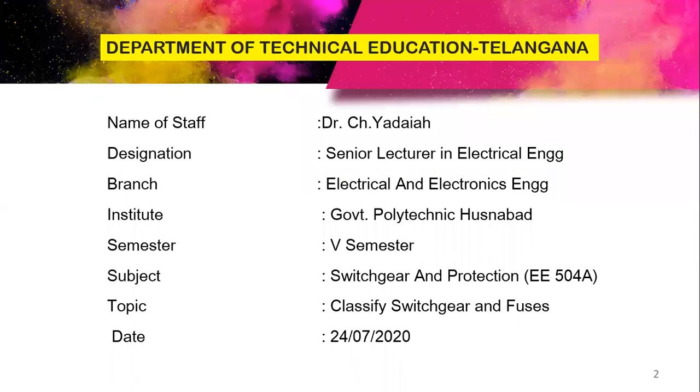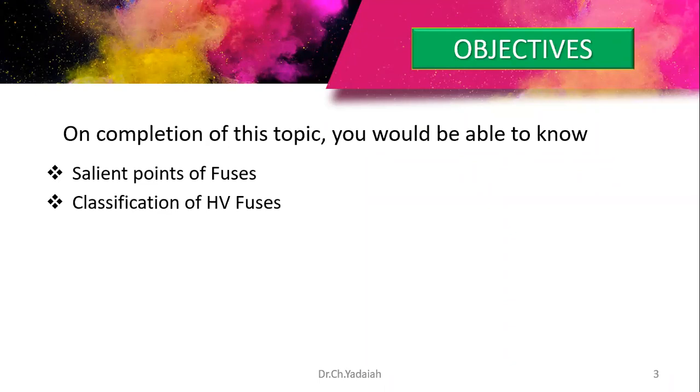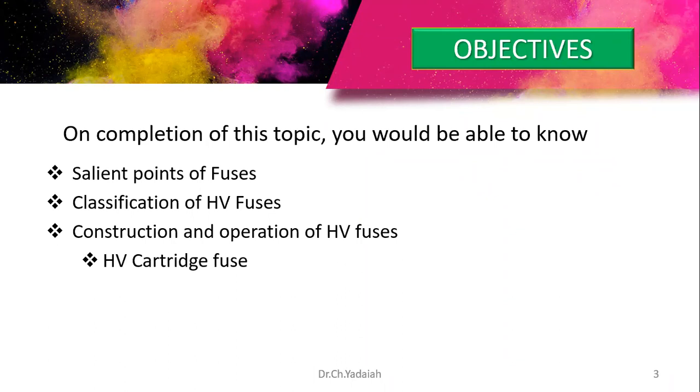So this topic is from the fifth semester, EE 504A, Switchgear and Protection subject. In that one, the classification of switchgear and fuses. On completion of this topic, you would be able to know the salient points of fuses, classification of HV fuses, construction and operation of HV fuses. The HV fuses in that one are the HV cartridge fuse, liquid fuse, and expulsion fuse.